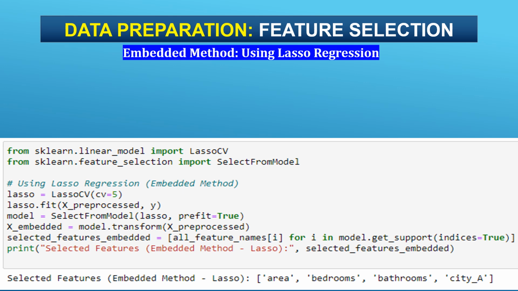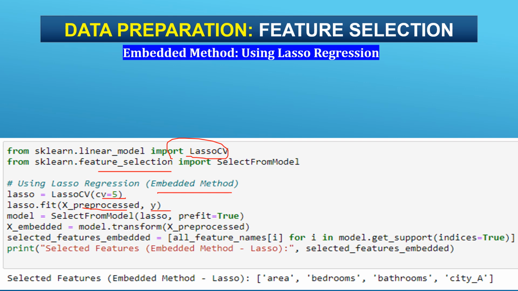Again, important statement: import LassoCV and SelectFromModel from sklearn.linear_model and sklearn.feature_selection. Embedded method: initialize Lasso with LassoCV using cv=5 for cross validation during Lasso regression. Fit Lasso on X_preprocessed and y to determine feature importance.